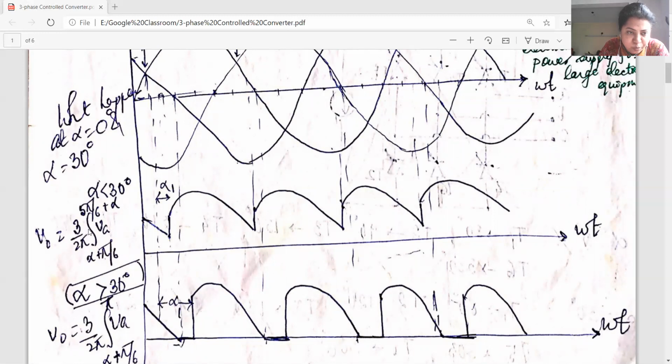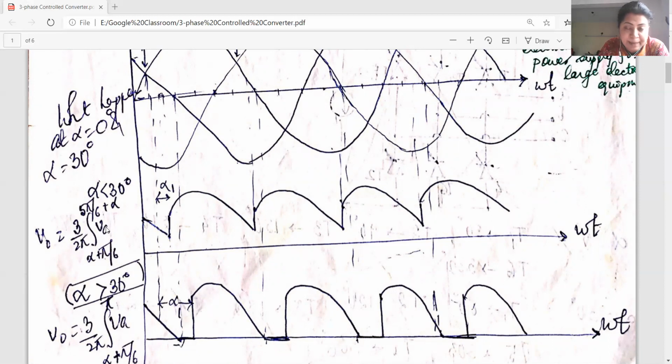This is 3 by 2 pi. 2 pi is for the mean or the average. Integration of alpha plus pi by 6. Now this angle is pi by 6, that is 30 degrees. So this is pi by 6 plus alpha. This angle is 150 degree or 5 pi by 6, so it will be alpha plus 5 pi by 6. So the limits are alpha plus pi by 6 to alpha plus 5 pi by 6, integration of VA d omega t. Now what is VA?